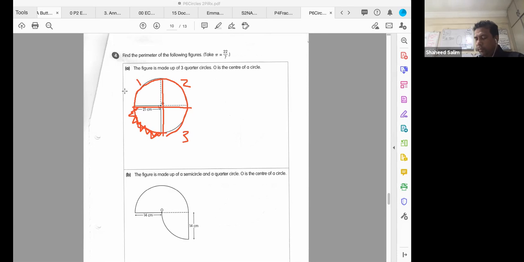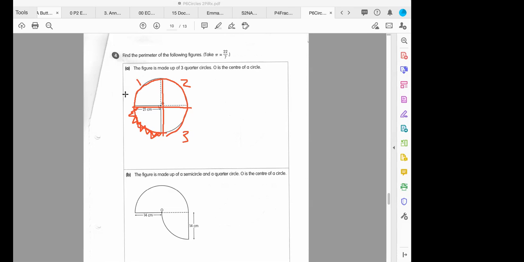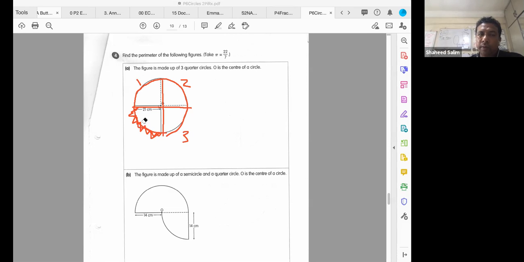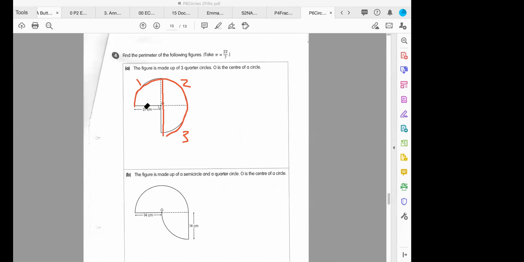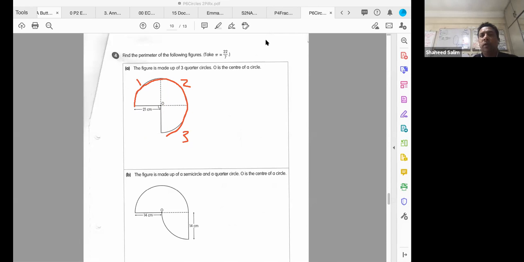Ilhan, how about you? Are you okay? Are you lost or how? You want me to explain? Okay. So now in order to find this part down here, we need to find the whole circumference, which includes what? It includes this part also, right?